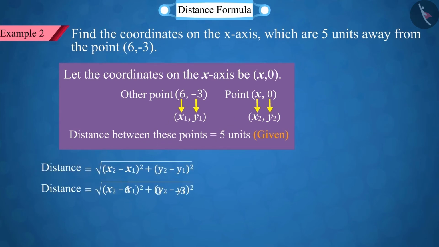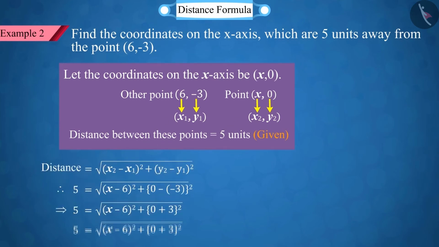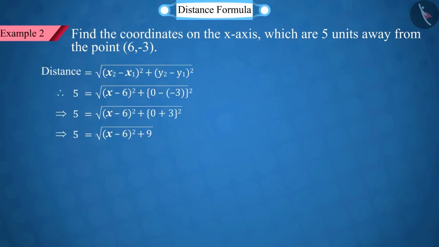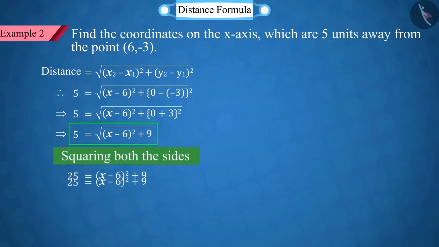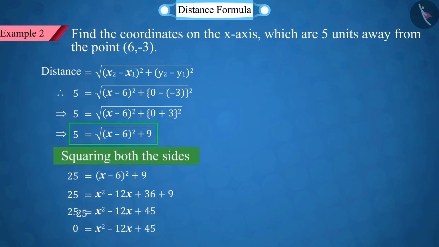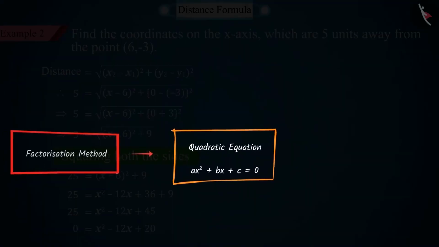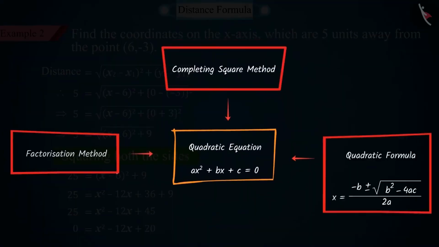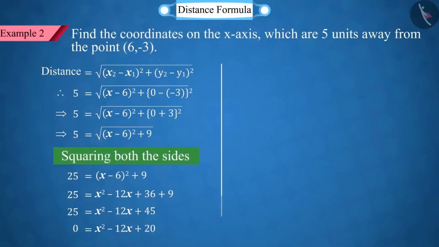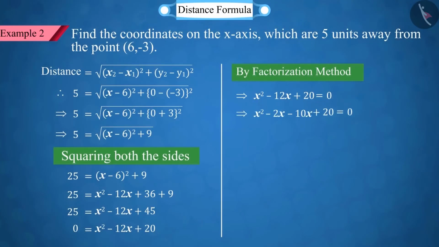Putting all the values in the distance formula, an equation is found. Squaring both sides of this equation, we get a quadratic equation. You must remember that we have already studied many methods of solving quadratic equations. Here, we solve the quadratic equation by the method of splitting the middle term, from which we get two values of x, that is, x is equal to 2 and 10.